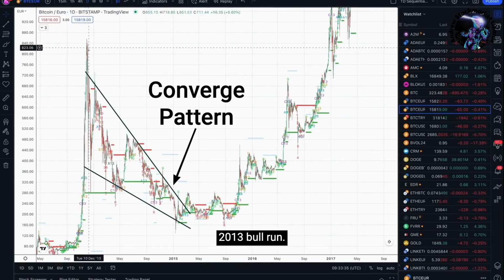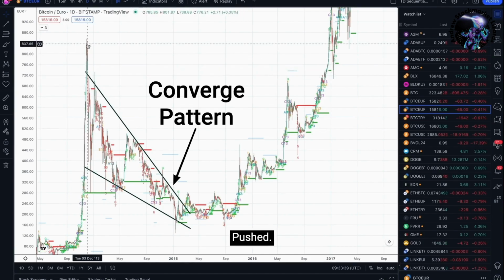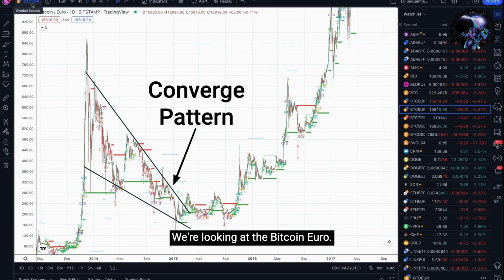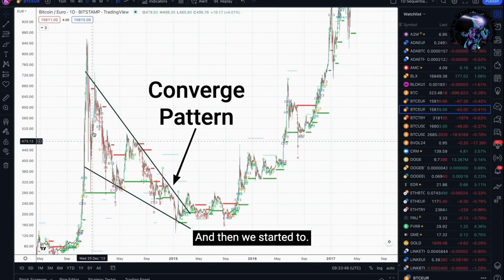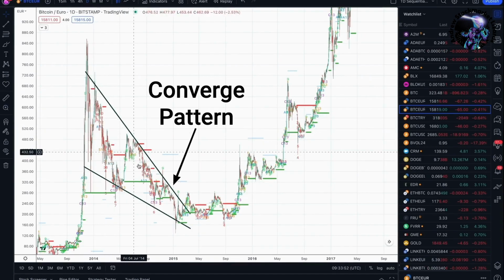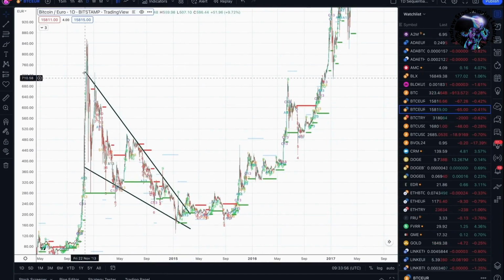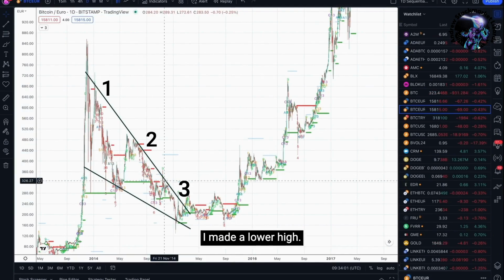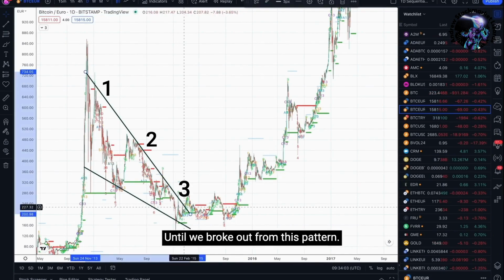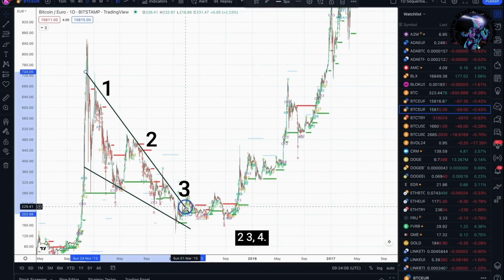So if we go to the 2013 bull run, we can see that we pushed. We're looking at the Bitcoin Euro version here. We can see that we made a push out and then we started to converge down to this single point over here. So we made a high, made a lower high, made a lower high until we broke out from this pattern. That's 1, 2, 3, 4.